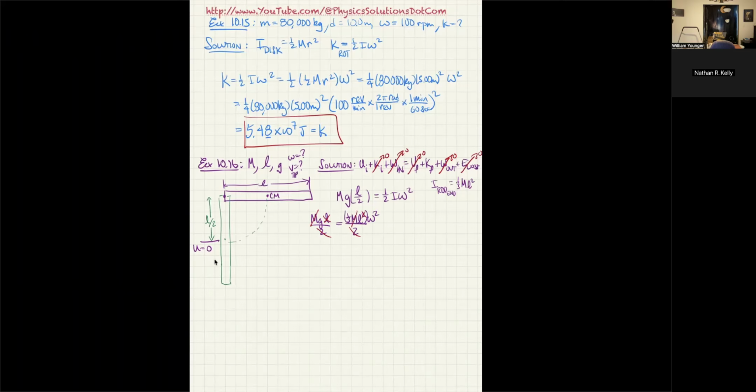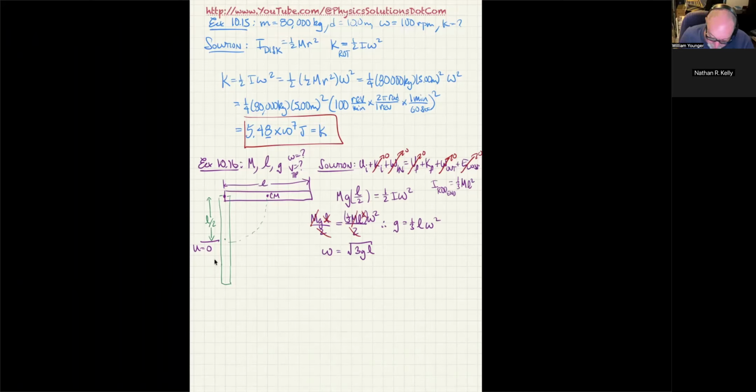So from this, I get only g on the left, but on the right, I get 1/3 L times omega squared. So solving for omega, I find that omega is equal to the square root of 3gL, like that. So that's what the omega would actually be.